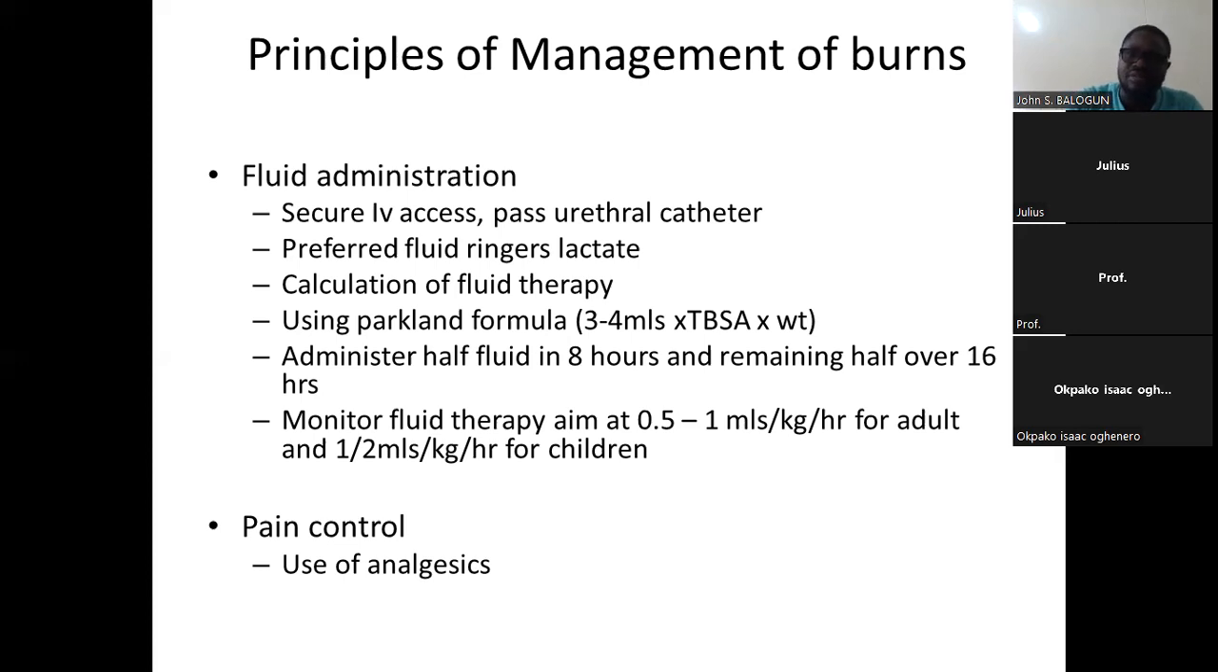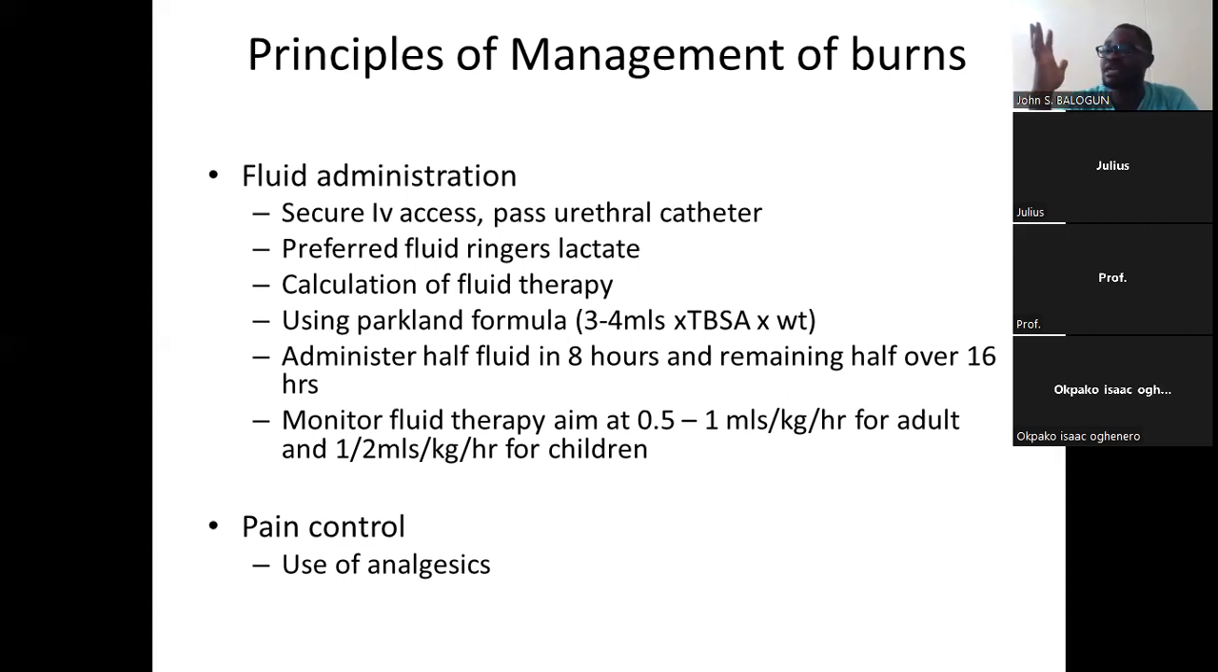Let me describe what the palm is. You can see my arm. The palm is from this web space up to the distal limit of the flexor retinaculum. This region here is the palm. In the rule of palm, you take the patient's palm, not your palm, and you ascribe this total palm as 1%.